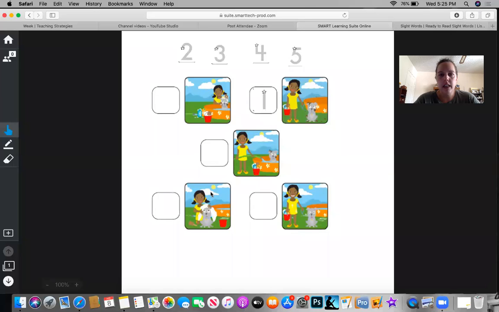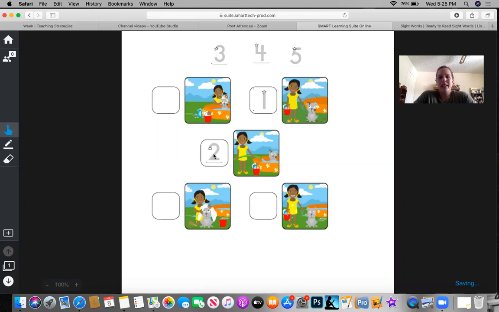All right. Do you see here? Here she's washing the dog. Here she's drying the dog. What about this one? She's filling up the pool and putting the dog in the pool. That would be number two.